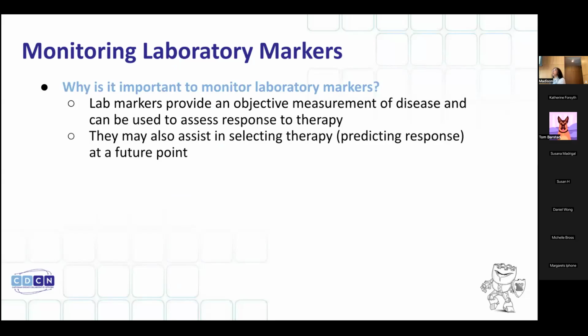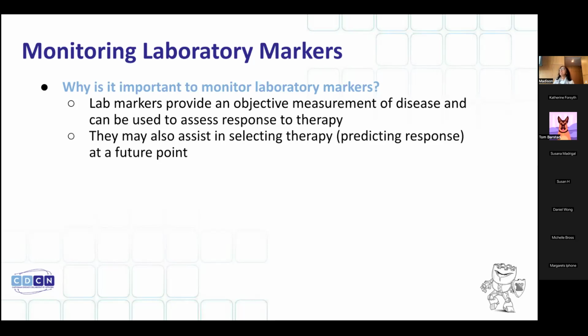So what is important about monitoring lab markers? They're an objective measurement of the disease, because so many of my patients have fatigue. How do you quantify fatigue? Is it the fatigue of a mom dealing with an infant or someone who's working an 80-hour job? What is that fatigue, and how is it expressed in what you're doing every day? Is it fatigue that doesn't let you get out of bed? So it's really hard to find an objective measurement for that.